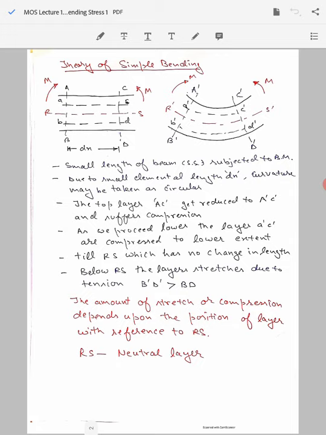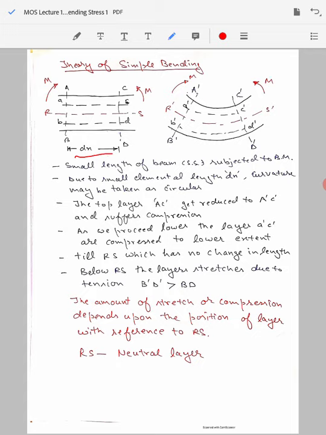Now let's understand the theory of simple bending. What you see here in this figure is a portion of a beam. This beam might have any kind of boundary condition, let's say a simply supported beam, and we have taken a small elemental length dx of the length L of the beam, and we are trying to analyze the situation over here. The left section is given by AB and the right section of this element is given by CD.